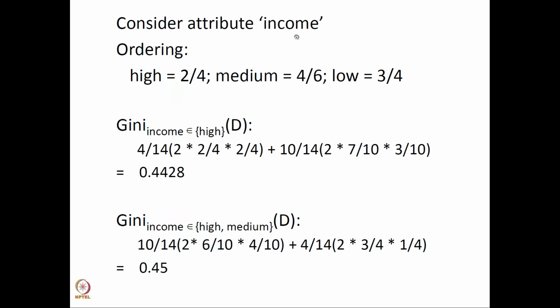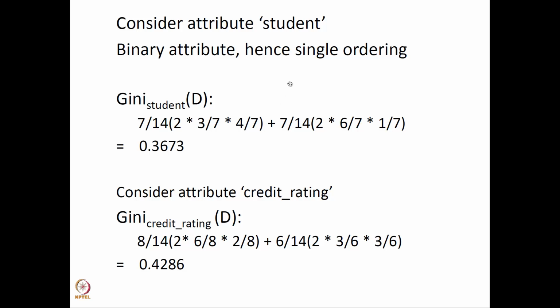Thus, we have the attribute income. Going back to the table, we will see that this is the ordering for the three values that the attribute income can take and the corresponding Gini index values. And next we have the calculations for the attribute student and credit rating. Here there is only a single possible ordering because both of these are binary valued attributes.